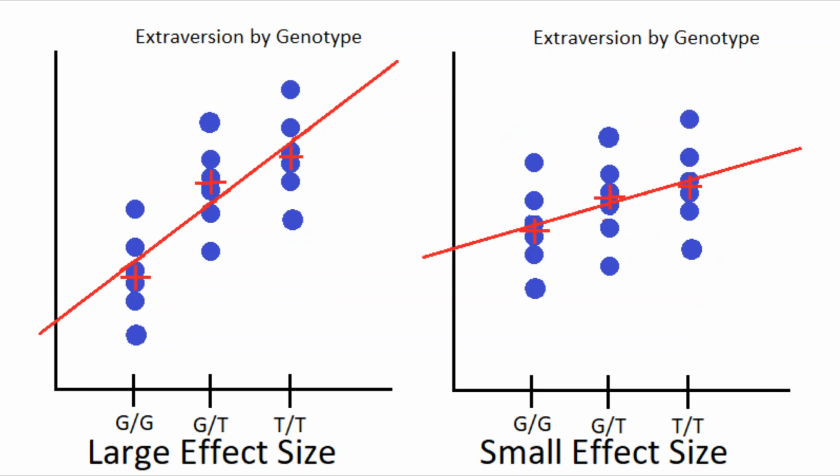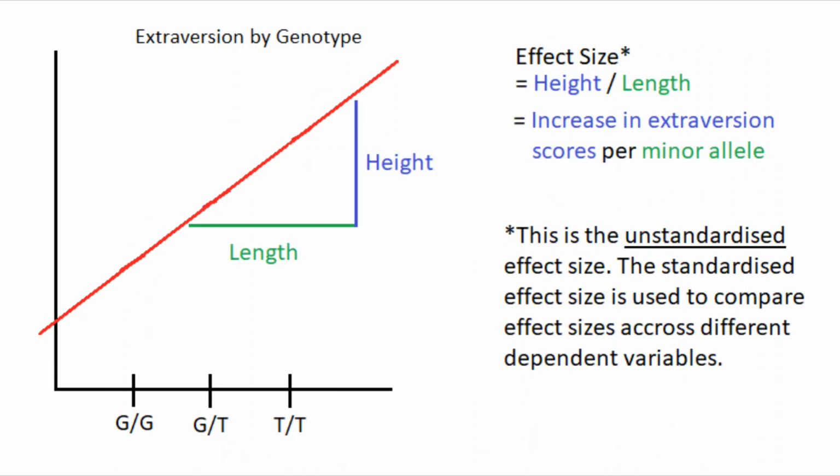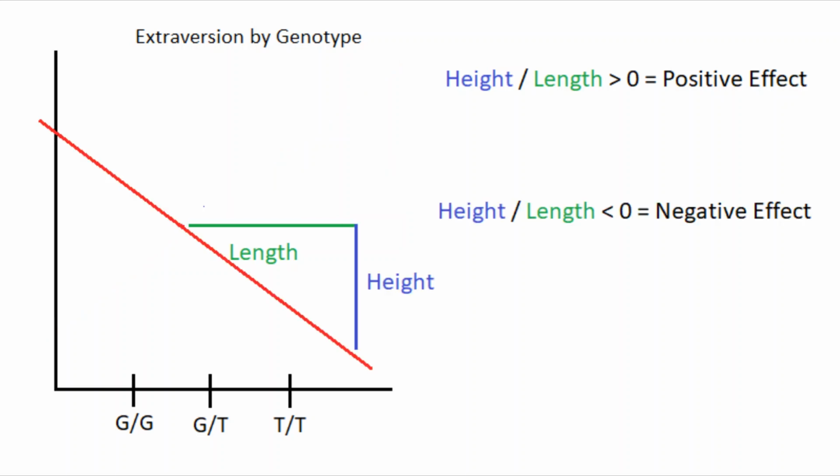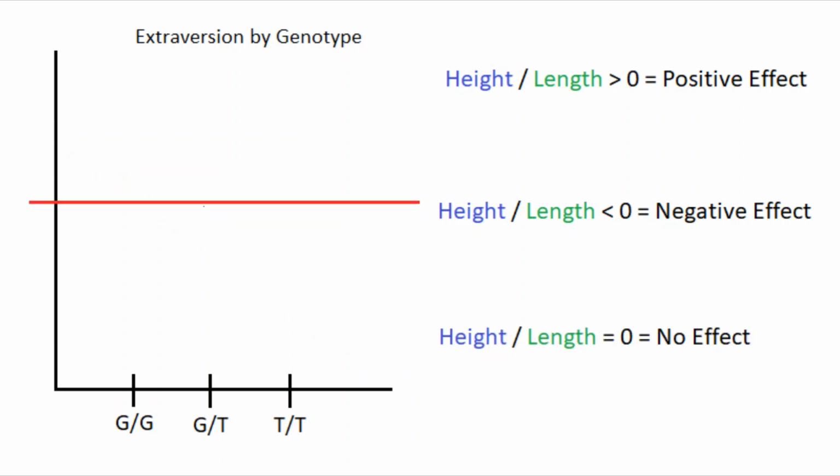A steeper slope is indicative of a larger impact of the genetic variant on the phenotype. This is one way of measuring what is called the effect size. The effect size is found by calculating the gradient of the line of best fit and measures the amount of change in extraversion per copy of the minor allele. A larger positive gradient indicates a stronger positive effect, and a larger negative gradient indicates a stronger negative effect. A straight line would have a gradient of 0 and indicate no effect of the genetic variant on extraversion.